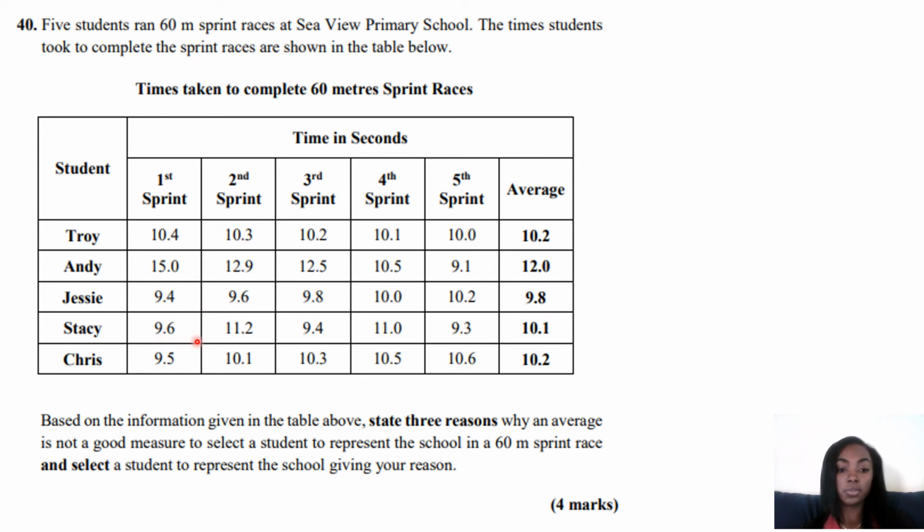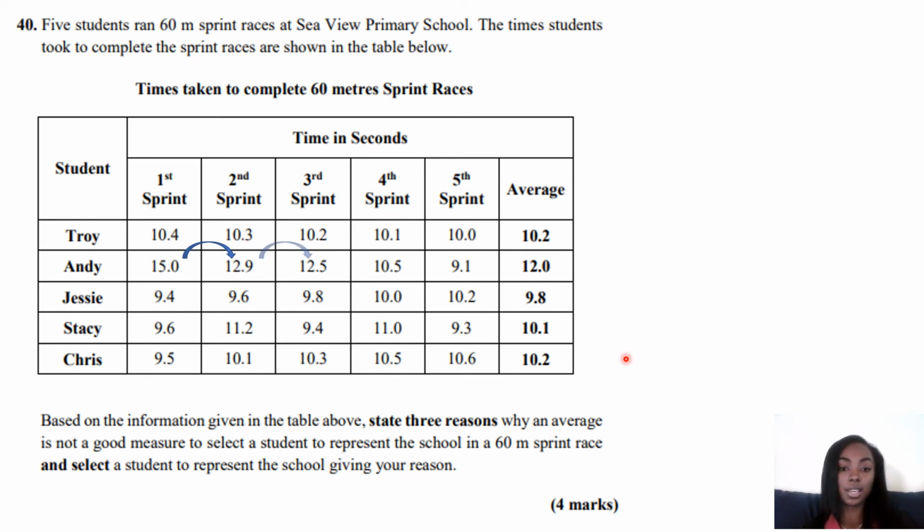Then we have Stacy. Stacy was fluctuating. So we have 9.6, then 11.2, then 9.4, then 11. So she was kind of back and forth between the races, right? And her average doesn't look too bad. Same thing with Chris. Chris kind of progressively got slower in the race because his time got longer and longer as he increased. So based on all of this, what we want to see now is the one that had a progression to doing better.